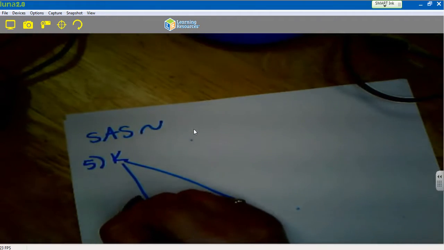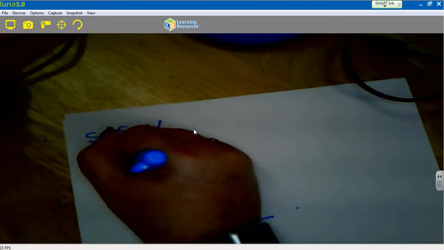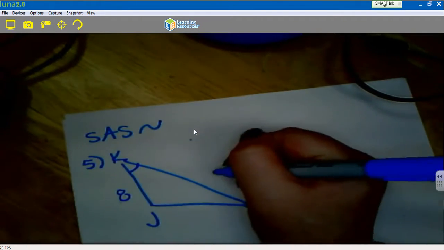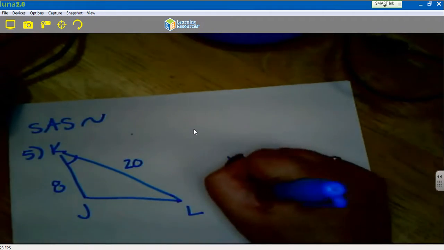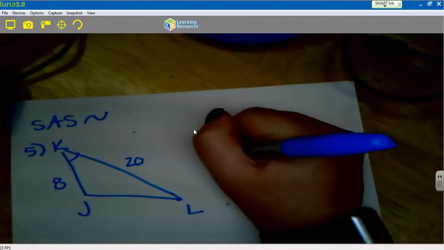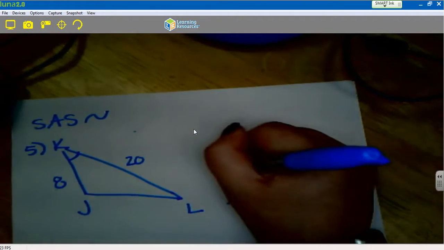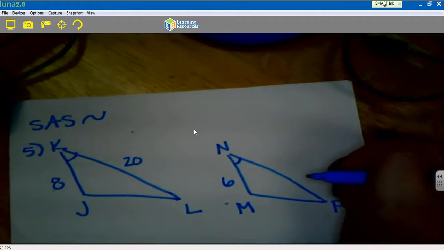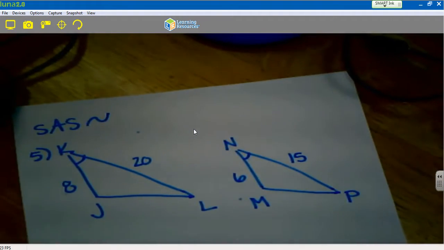So we have triangle KJL. Angle K has a marking. Then we have a side that's 8 and a side that's 20. And then triangle N, M, and P. We have a marking at angle N. We have a side that's 6 and a side that is 15.